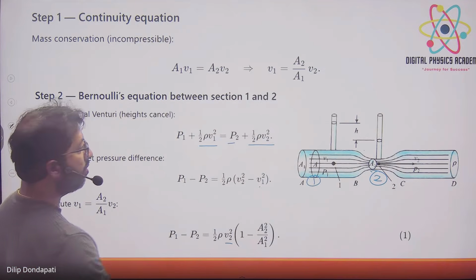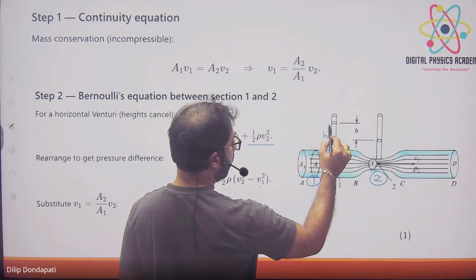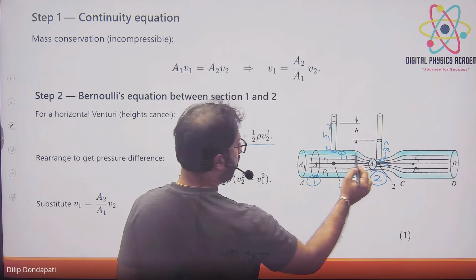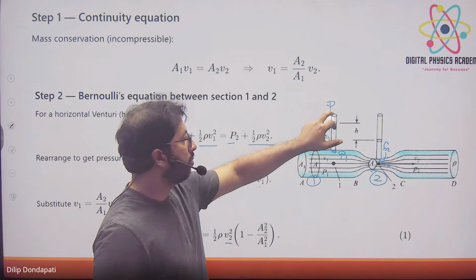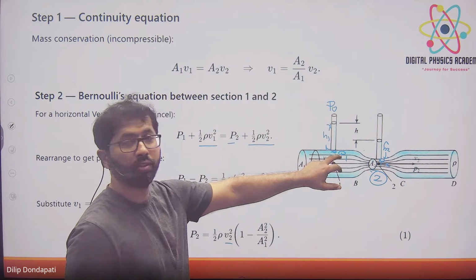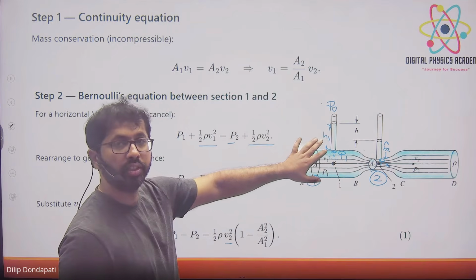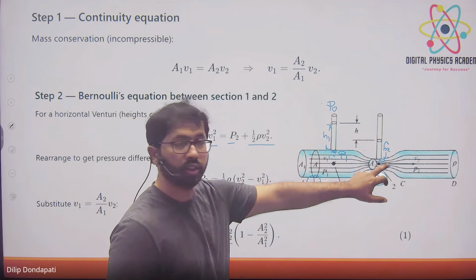Okay. Can you tell me what is the pressure P1 here? There is a height H1, a height H2. What is the pressure P2 here? Tell me. At the top there is atmospheric pressure, P naught. So what is the pressure P1 at the bottom? It will be P naught plus rho G H1. And here P2 is P naught plus rho G H2, right?